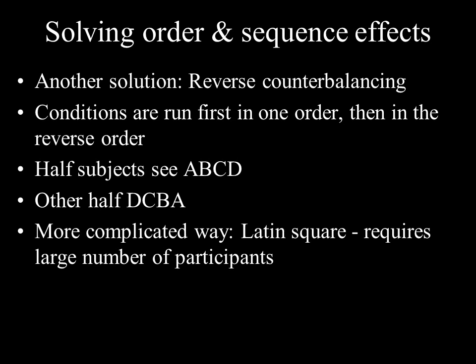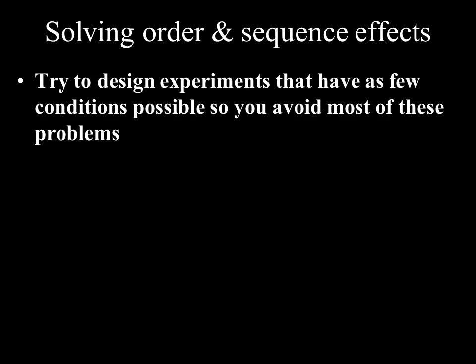There are more complicated ways. One of them is called Latin square, which is mentioned in the book. If you've ever played the game Sudoku, that little puzzle in newspapers where you have to fill in numbers such that there's a unique numeral in each column and row, it's kind of like that. It's really complicated, and there are statistical tools for analyzing that, but for the most part, you're not going to find that in undergraduate level research. So in general, to solve order and sequence effects, try to design experiments to have as few conditions as possible.